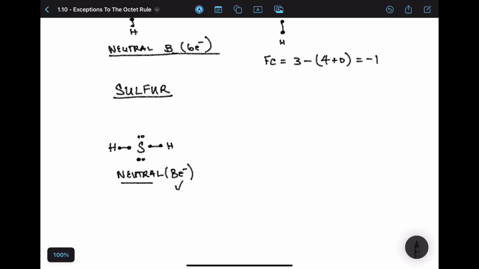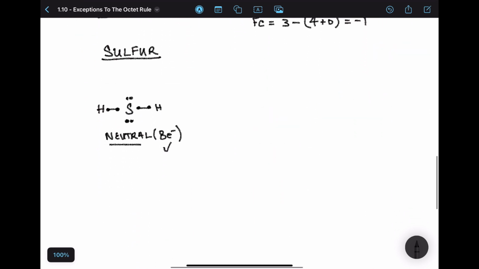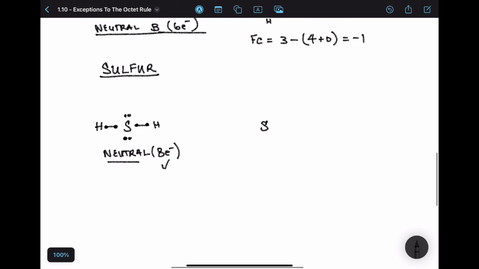Now, sulfur, because it is in the 3rd row of the periodic table, has an empty d orbital. So 3rd row equals empty d orbital. And so if we have an empty d orbital, we can start filling that d orbital. So if we take a look at sulfur in a different configuration, it can have 8 electrons or it can have 10 electrons. And so I'm going to do 5 valence electrons around it.